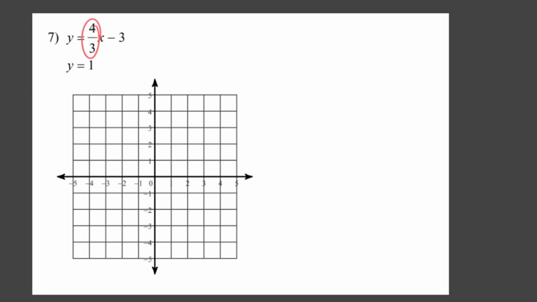First of all, we have 4/3 as our slope here. So we have a fraction here. I'm going to show you how to work with that. And then this one just tells you that y is equal to 1. So I'm going to show you how that one works as well.